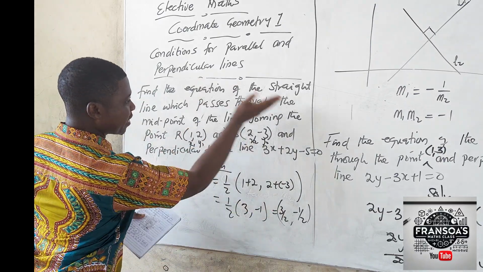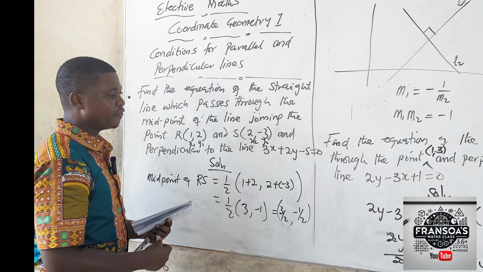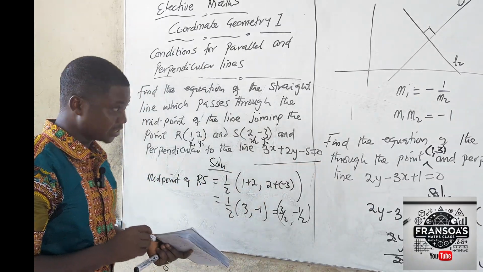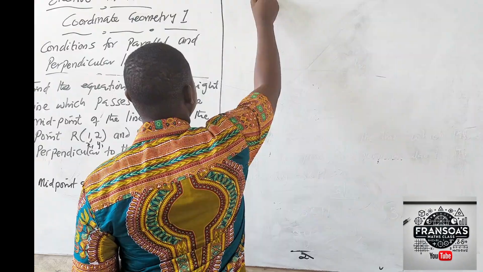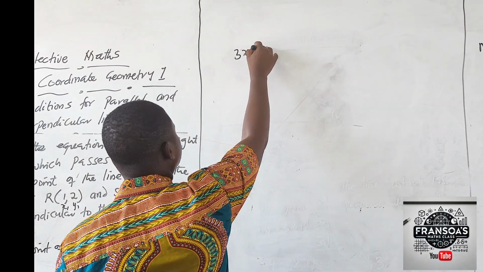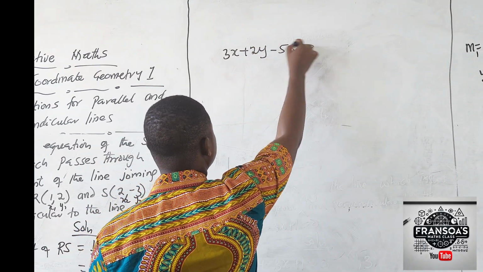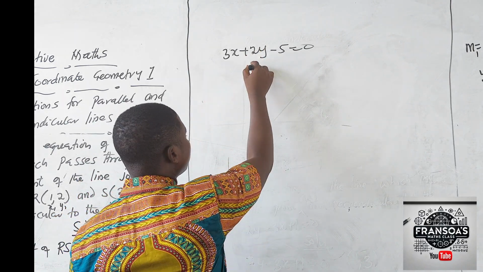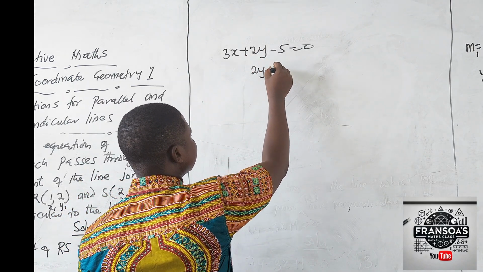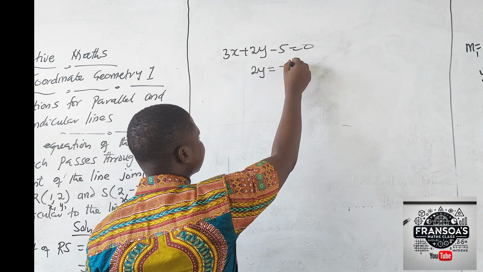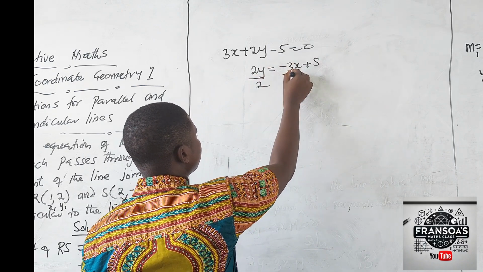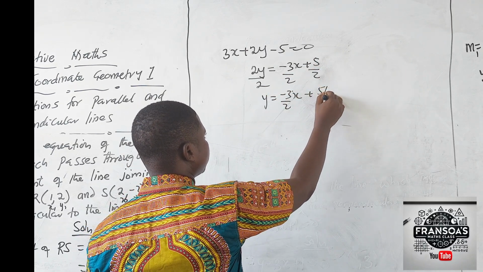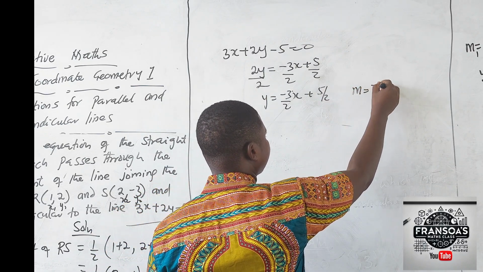And we are saying that this point is perpendicular to that. So if it's perpendicular to it, it means that we need to get the gradient from this one. So we have our equation 3x plus 2y minus 5 equal to 0. So we need to get our gradient, and we can make y the subject. So 2y is equal to negative 3x plus 5, over 2, over 2, over 2. So y is equal to negative 3 over 2 x plus 5 over 2. So our gradient m will give us negative 3 on 2.